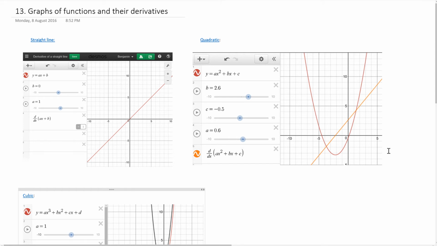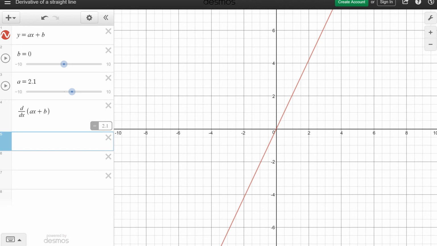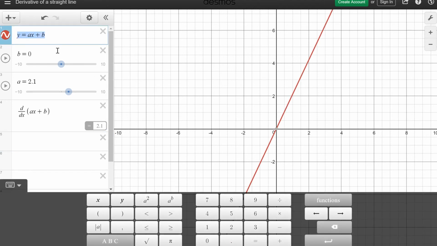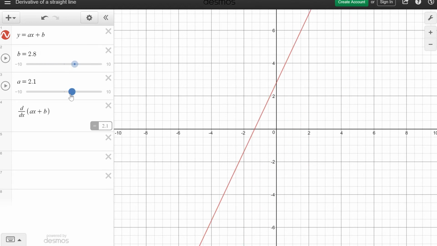Hi everyone, in this video we're looking at how graphs of functions relate to their derivatives, and so we're going to look at some of these on a graphing program, not that one by the way, this one here. So first of all, looking at a straight line, hopefully you can see up here I've got y equals ax plus b, a being the gradient and b being the y-intercept. So when I change b, my graph moves up or down accordingly. And when I change a, my gradient changes accordingly as well.